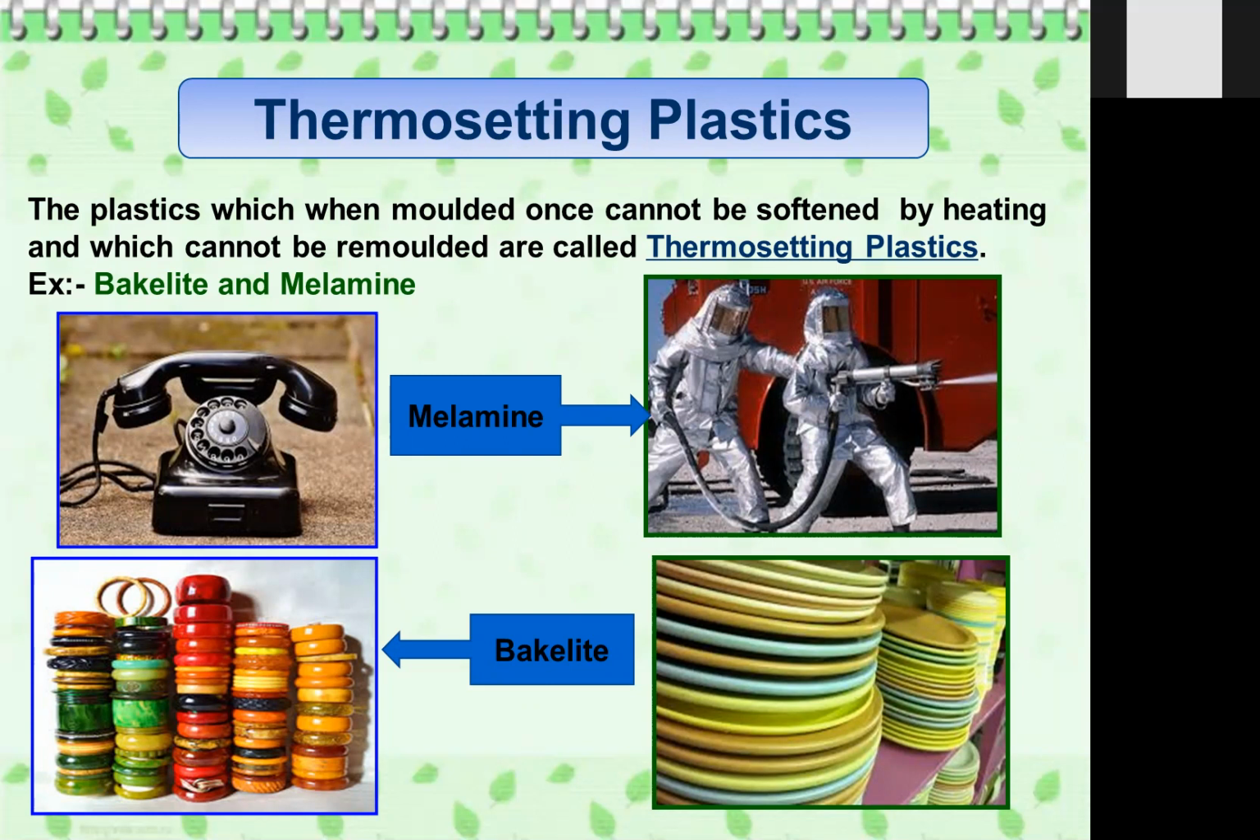So there are so many items, as you can see: the bangles we have, the telephone, the pipes, the plates and all. These are kinds of thermosetting plastic which you can't remold again and again, even by heating.